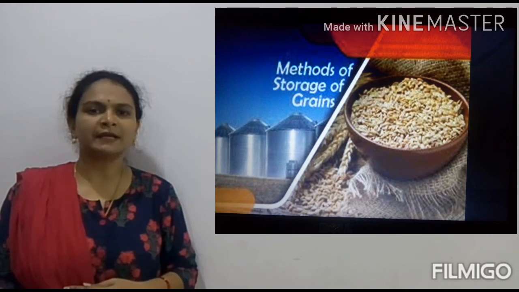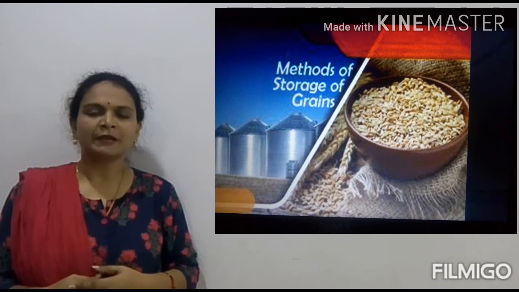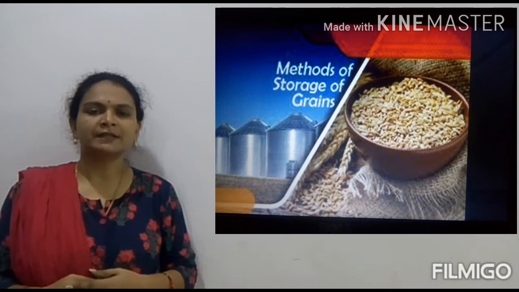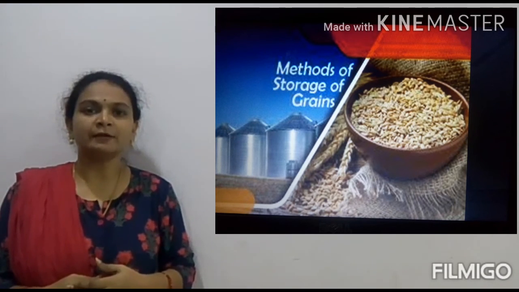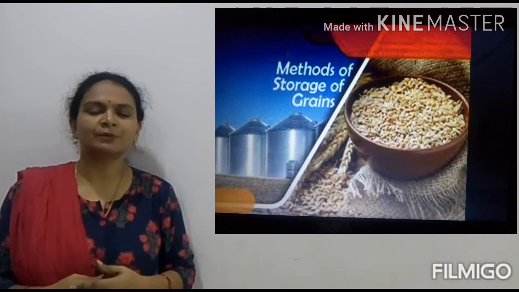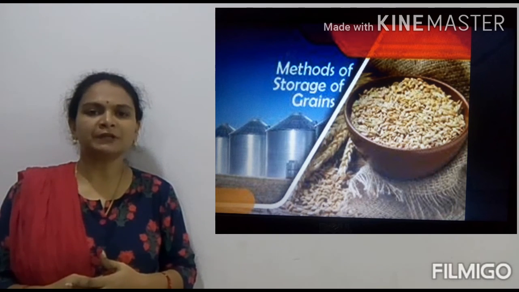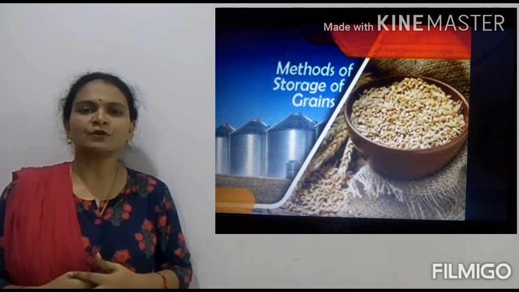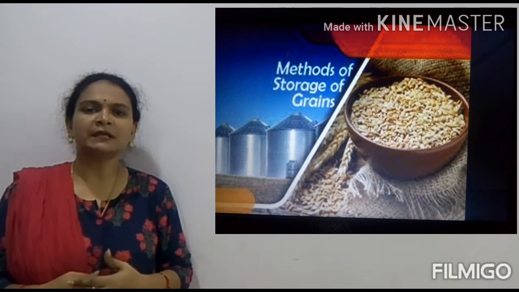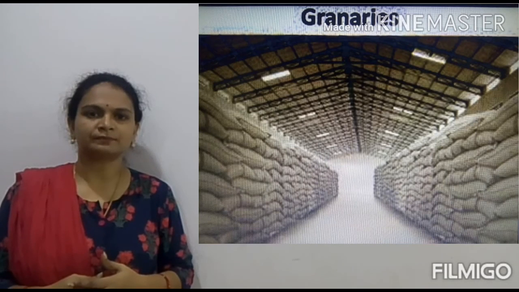The factors are again biotic factors and abiotic factors. Biotic factors are bacteria, fungus, insects and rodents. They will damage the grains which are stored in the granary. And also abiotic factors like temperature and moisture will damage the grains. Because of the impact of the biotic and abiotic factors, the seeds will get destroyed.